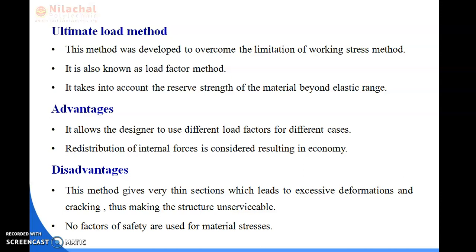The next one is that no factors of safety are used for the material stress. Here the factor of safety is not used for calculation of stress of the material used in the structure.